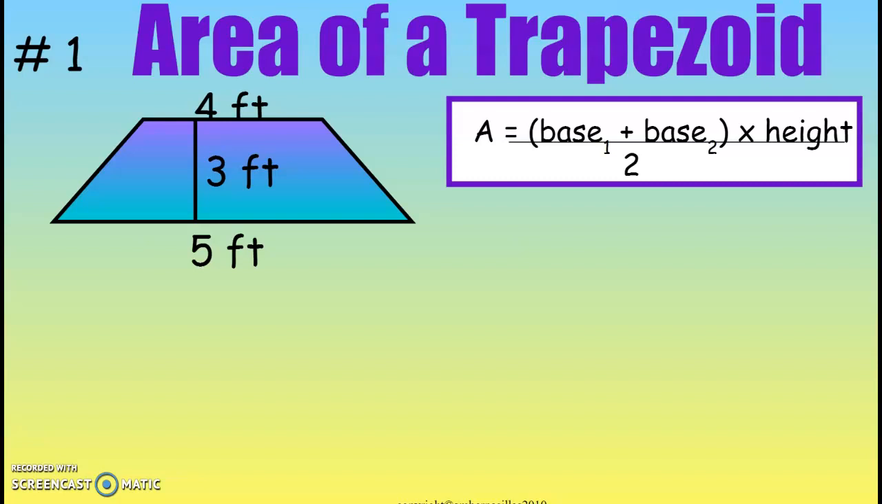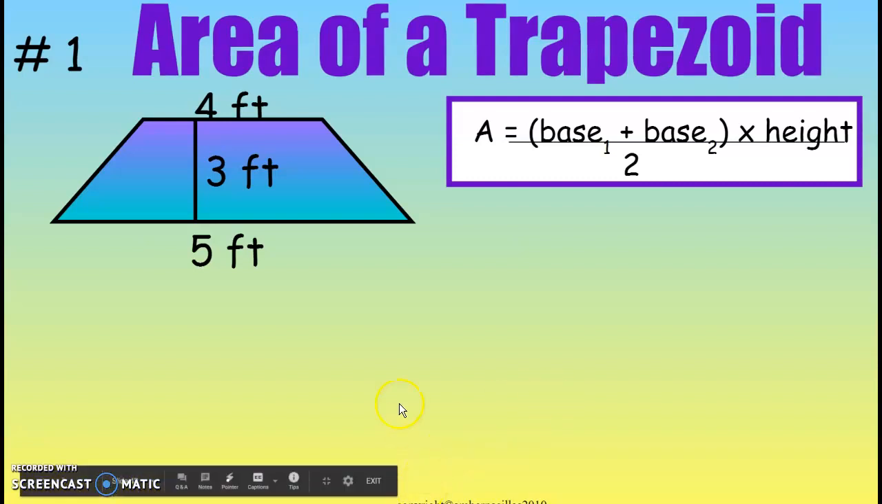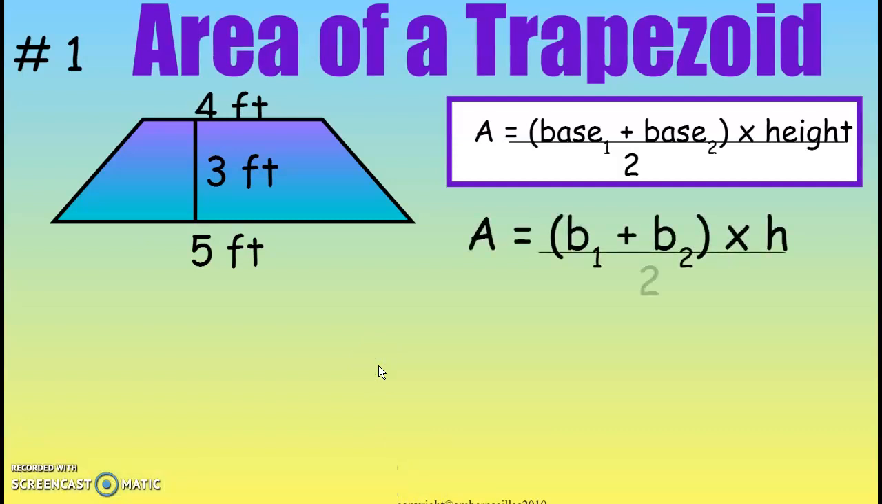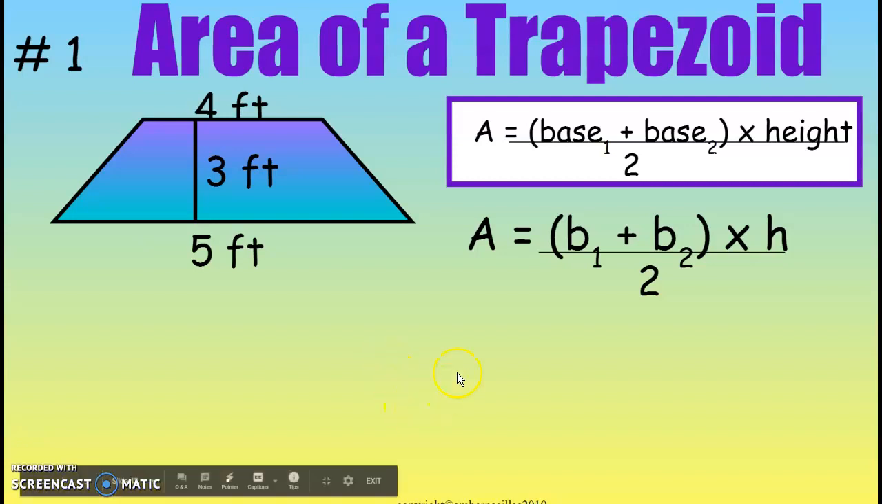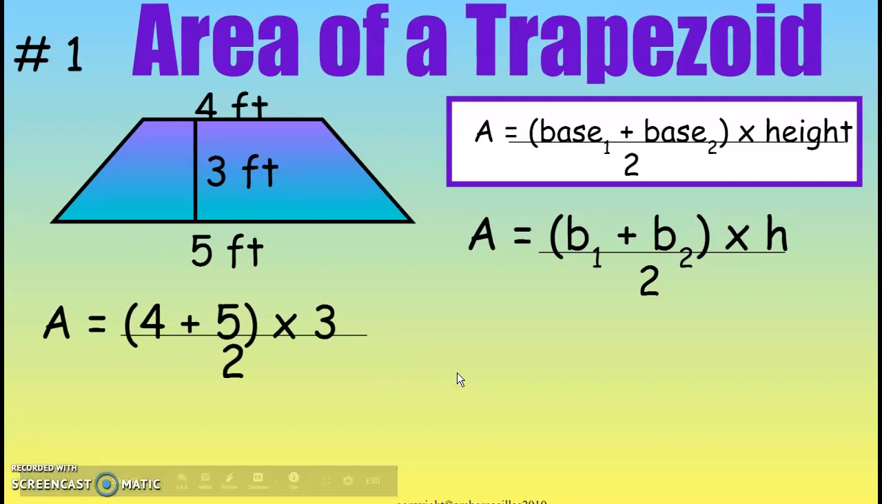4 and 5 are the 2 bases of our trapezoid. 3 represents the height. When solving for the area of this trapezoid, we would use the formula area equals base 1 plus base 2 times height divided by 2. In order to solve this formula, we're going to substitute the letters for the dimensions from the picture. So the area equals 4 plus 5 times 3 over 2. 4 is base 1, 5 is base 2, 3 represents the height.